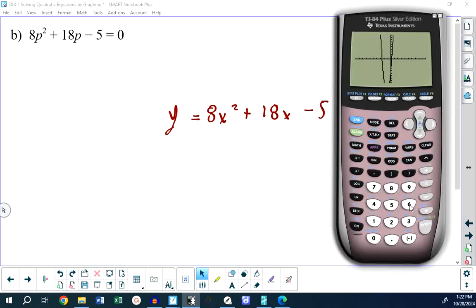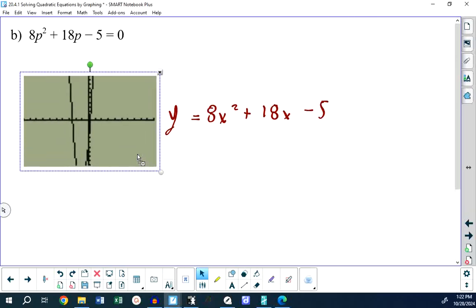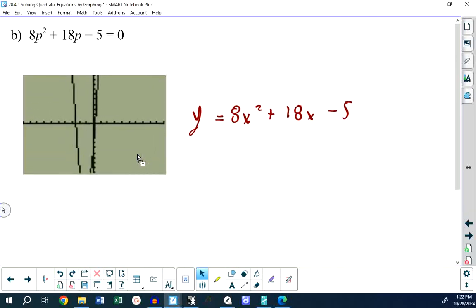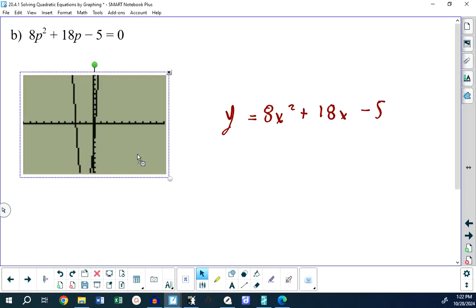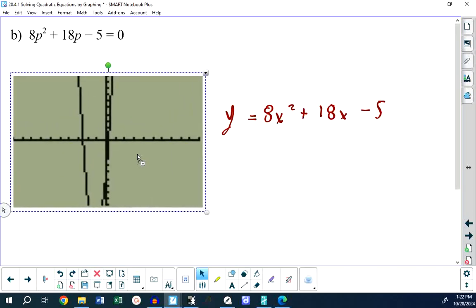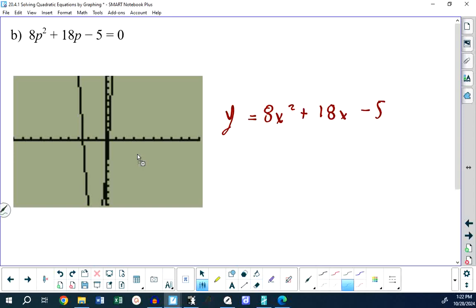And again, I think this lesson is just as much about the solutions to the equation as it is about using your calculator properly. You understand that this is a parabola that opens up, and we have an x-intercept here and here, yes? Could we go to the zero function right now and calculate by going left, right, and enter? Yes. I like a better picture, though.